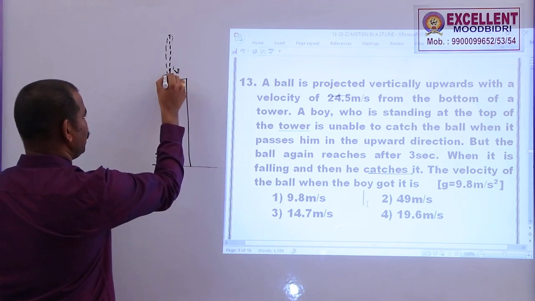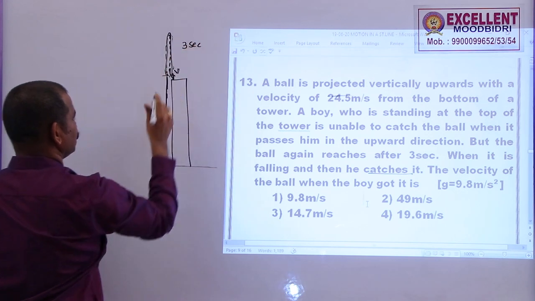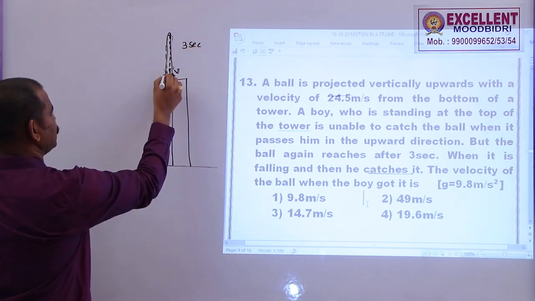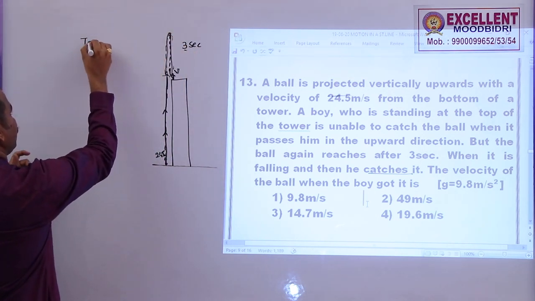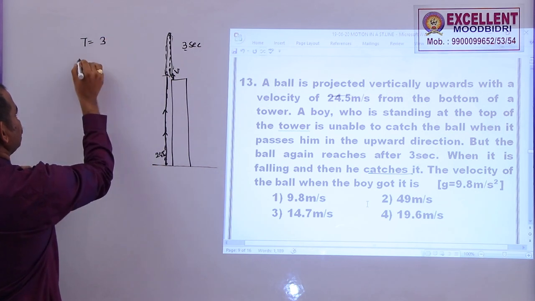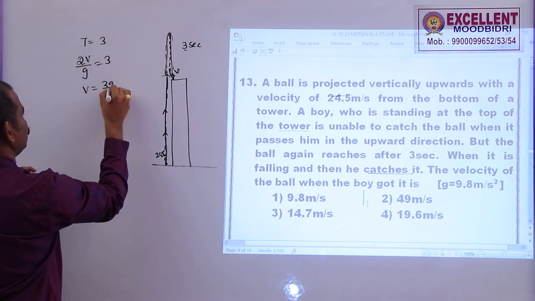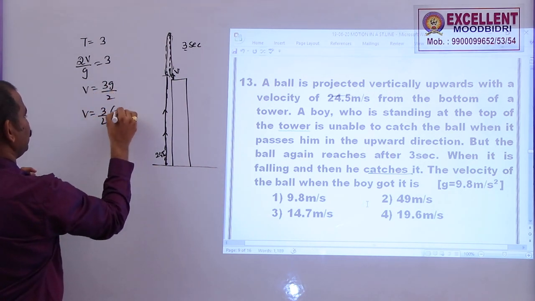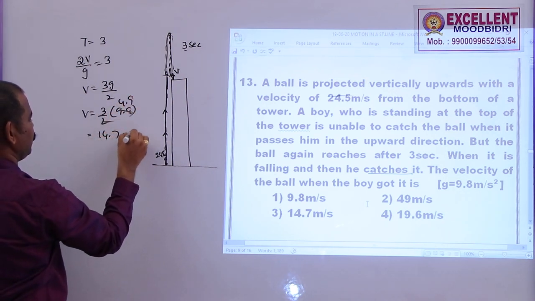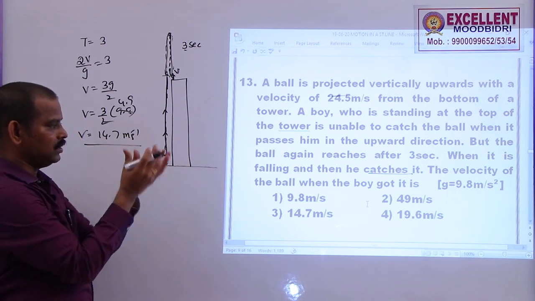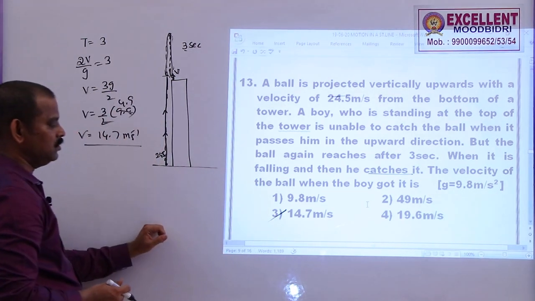From here to here, while going up and coming down, the total time is equal to 3 seconds. You forget about the rest, just consider only this motion. So time of ascent plus time of descent is equal to 3 seconds. That is 2v by g is equal to 3, so v is equal to 3g by 2. v is equal to 3 by 2 times 9.8, so 4.9 times 3, this is 14.7 meter per second. So the velocity with which the person is able to catch the ball while coming down is 14.7, so the third option is correct.